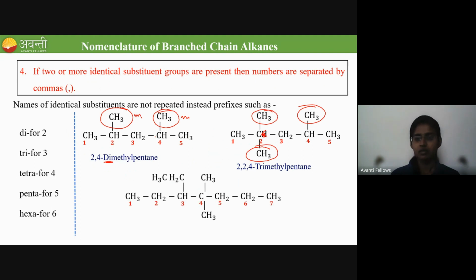Very good. What about this? What is the name of this compound? How many substituents do we have here? So CH2 CH3, this is ethyl, and here I have one methyl, and here I have another methyl. What is the name of this compound?